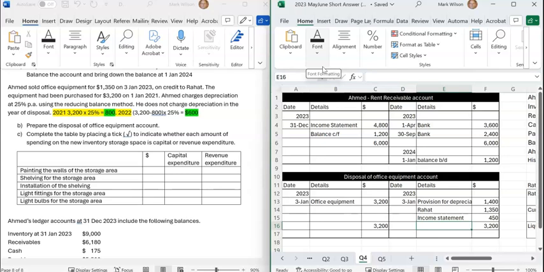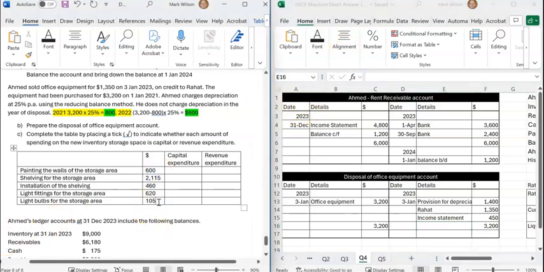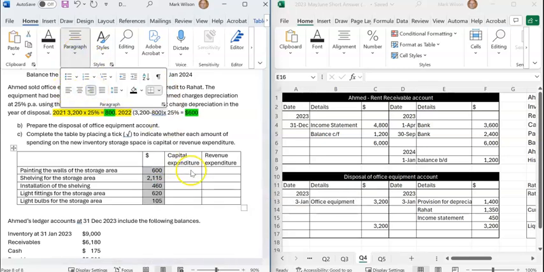Basically, we've got to do a capital revenue expenditure. I haven't put those numbers in. I'll just do that now. The benefit of the pause button. I hope you're using the pause button as well. And what we're going to do is put a tick.